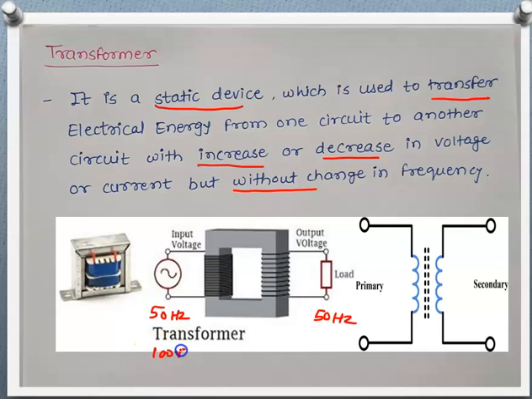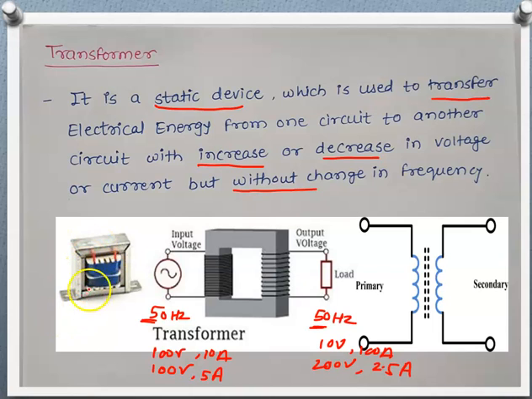Suppose we have here 100 volt, we will get here 10 volt, or we have here 100 and we are getting here 200 volt. Suppose we have here 10 ampere and we are getting here 100 ampere, and suppose we are having here 5 ampere, then if we are getting here 2.5 ampere, that means what? We are either increasing or decreasing the voltage and current as per our requirement, but that did not change the frequency from input to the output.